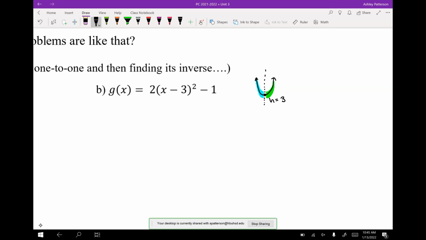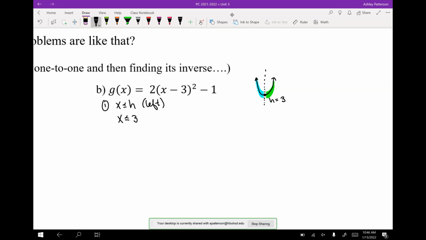Since quadratics are not one-to-one, in order to find an inverse function, we have to restrict the domain. Well, let's take a look as if we wanted to restrict to the left. If I'm going to restrict to the left of the vertex, that means that right away I'm going to state x is less than or equal to 3. If you're asked to find the inverse function of a quadratic, you must restrict the domain right away.